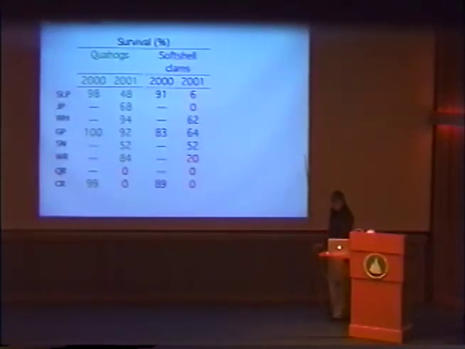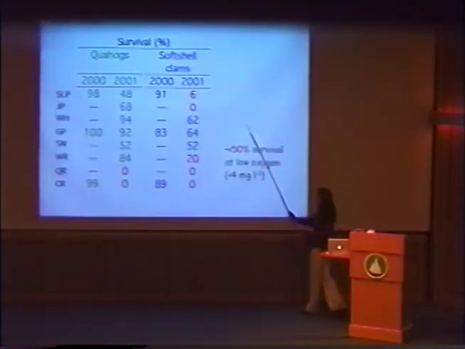Another interesting feature is that in each estuary where survival was less than 50%, and this is true in every estuary where this is the case, those estuaries had lower than 4 milligrams per liter of dissolved oxygen. And that's a threshold for hypoxia in coastal estuaries. That's a threshold at which most species show some kind of reduced survival or reduced growth in response to low oxygen. So again, this evidence is somewhat circumstantial, but it does suggest that there may have been something going on with low oxygen concentrations in some of these estuaries, at least during one of the years in which we were sampling.